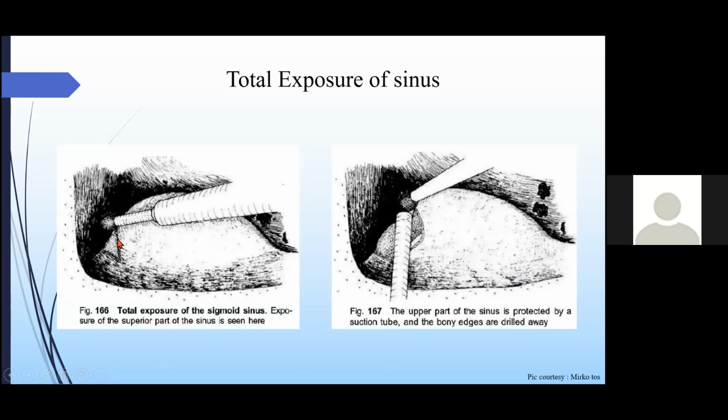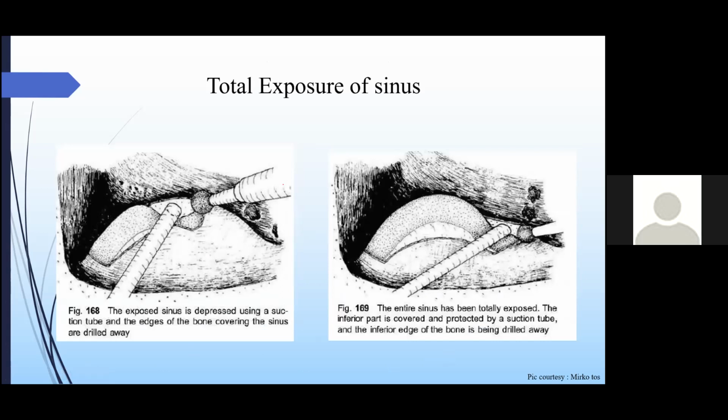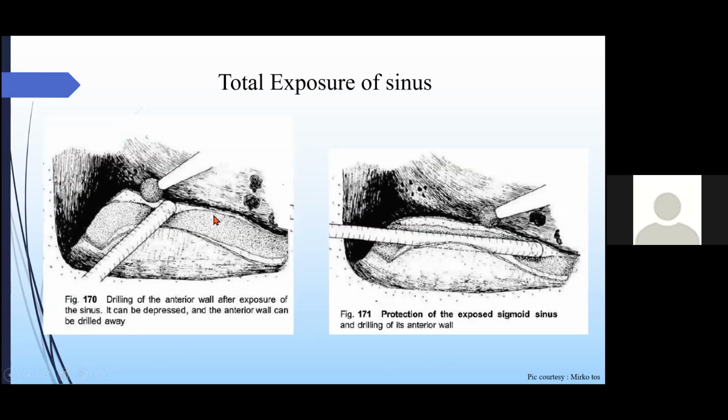Like in this picture, you can see here, the sigmoid plate got accidentally exposed. So the blunt instrument is used and it's protecting the sigmoid sinus, and the rest of the sigmoid plate is meticulously drilled away. It needs very good training skills for this total exposure of the sinus. Otherwise, we can cause damage to the sigmoid. So you can see we have drilled completely. After completely drilling, we can push it posteriorly, and the anterior bone towards the posterior fossa we have to drill, and the disease can be easily accessed if we have drilled all this area, and we have also protected the sigmoid plate.